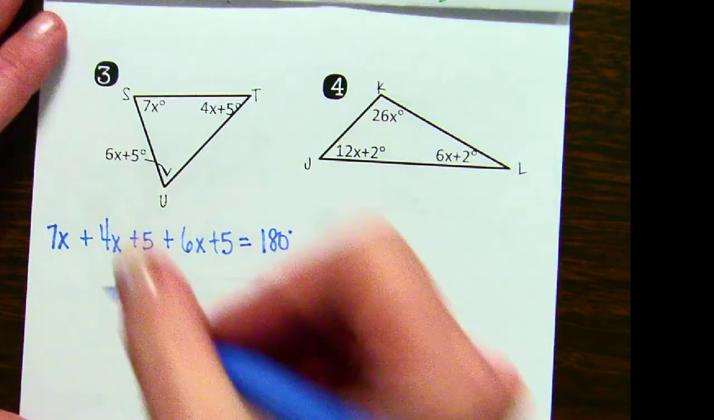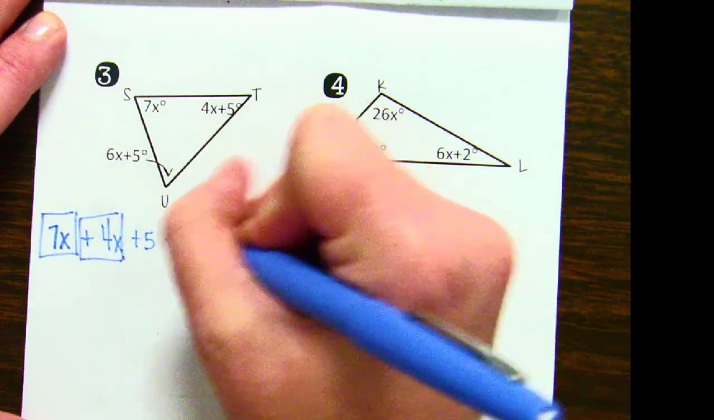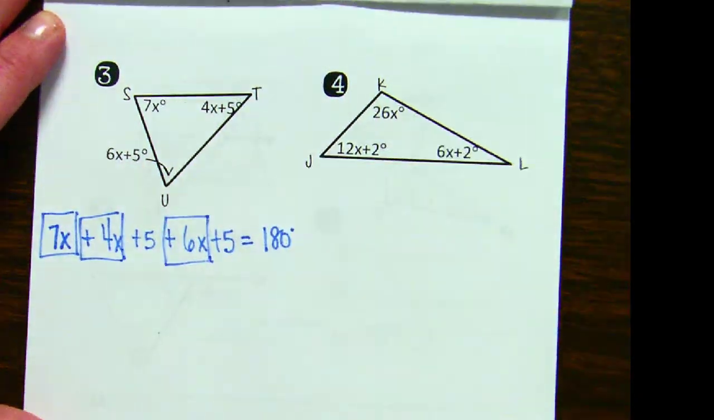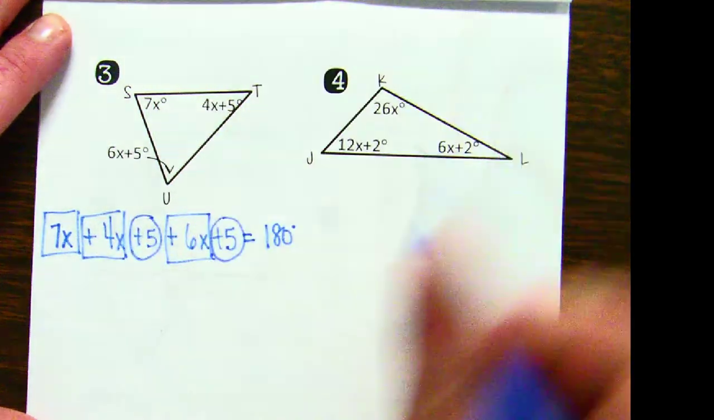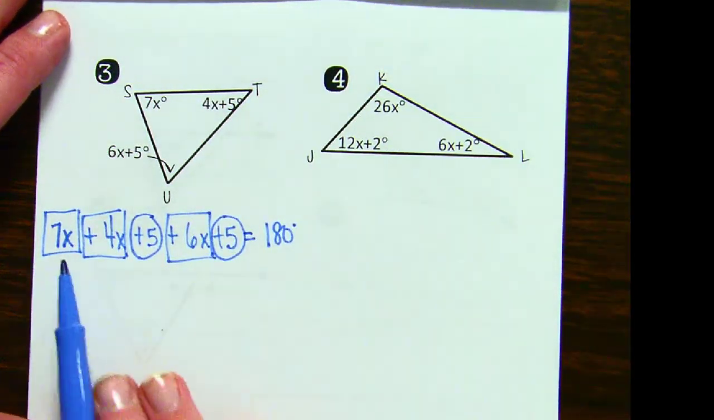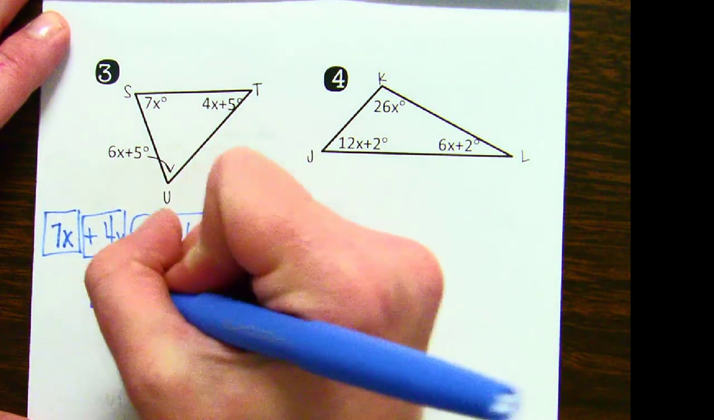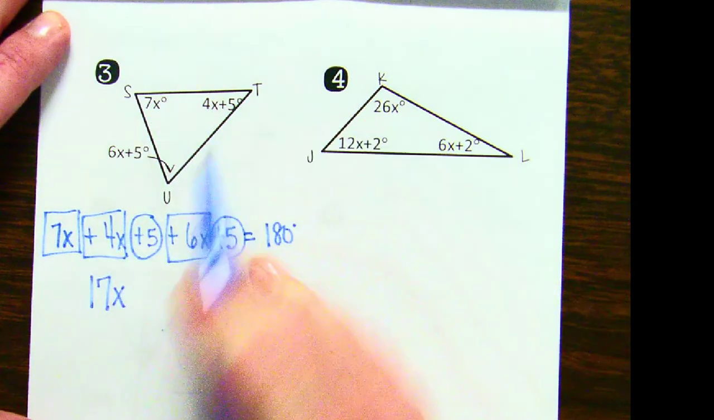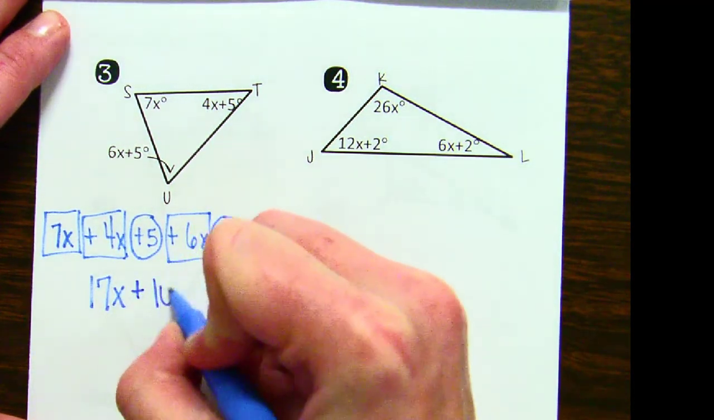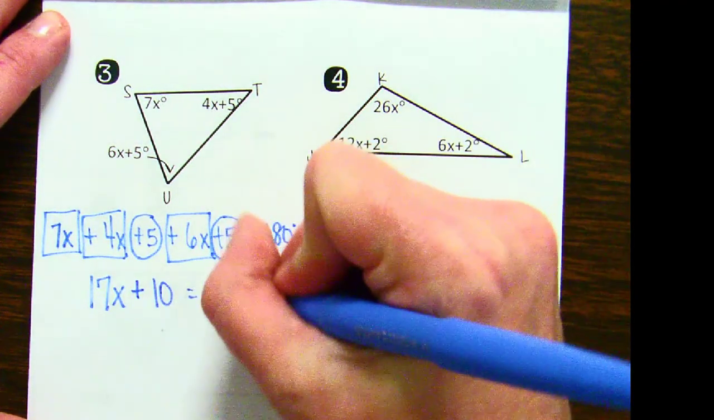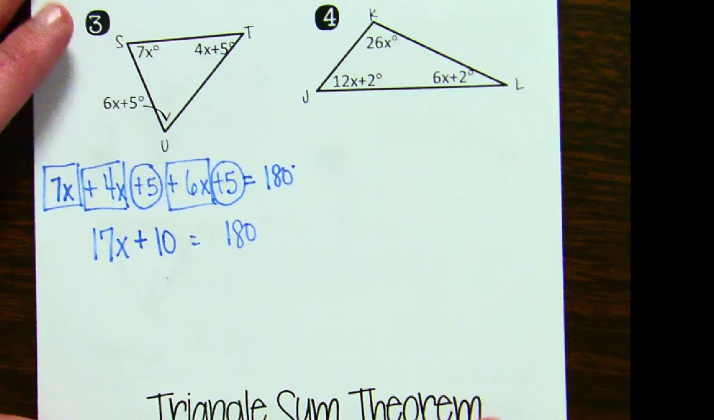What I do from here is say I'm going to combine like terms, and pay attention to the operation in front of each term. I have 7x plus 4x plus 6x is 17x. 5 and 5 are like terms and they go together. Constants. That's 180 degrees. Now I have a 2-step equation.